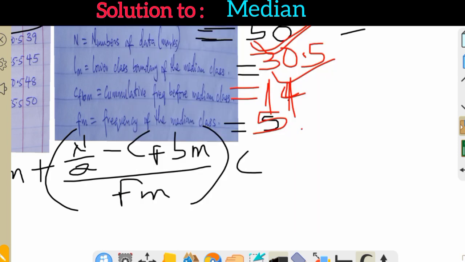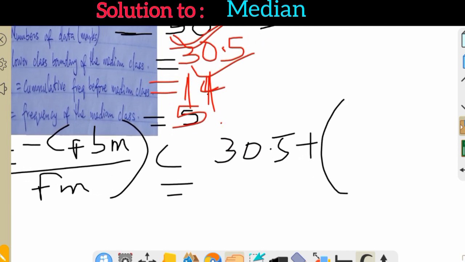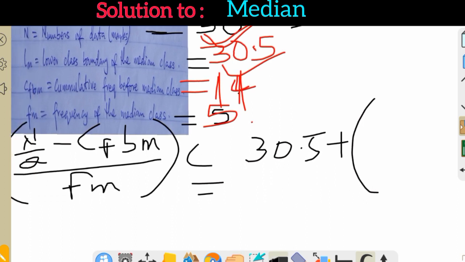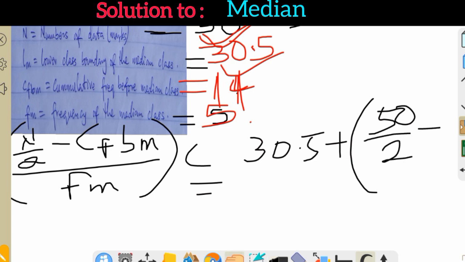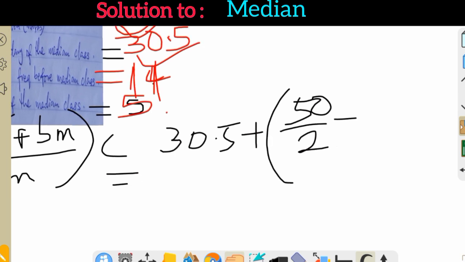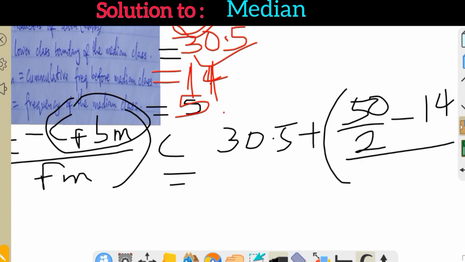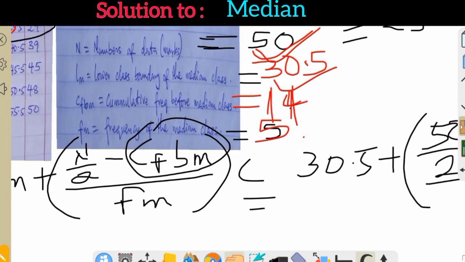The solution is: the lower class boundary of the median class will be 30.5, then plus, in brackets, you know the formula in your head, n is 50, over 2, then minus the cumulative frequency before the median class, that is 14, then all over the frequency of the median class. What's the frequency of the median class? Let's check.